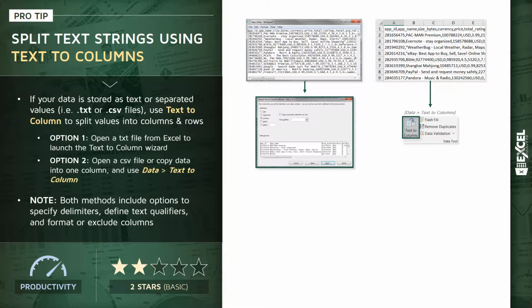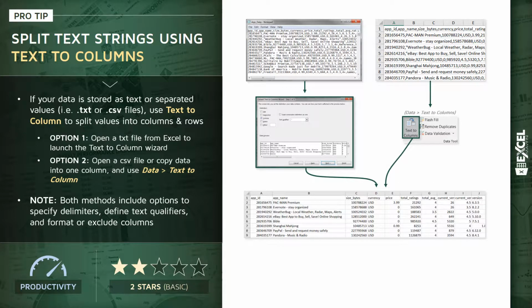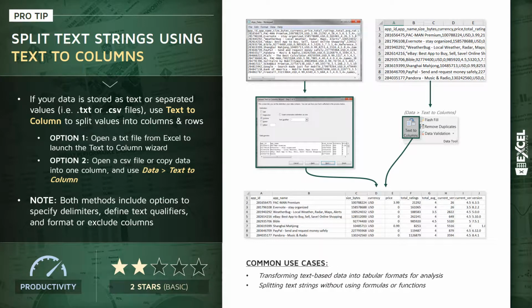Either direction that you go, you're going to end up in the same place, which is something like this, a properly formatted tabular data set that you can work with in Excel. So a couple common use cases here. First and foremost, transforming raw text-based data into properly formatted tabular layouts for analysis, either in Excel or other data analysis tools. And then second, splitting text strings without having to use any sorts of formulas or functions. So let's hop into our pro tip workbook in Excel and give this a go.